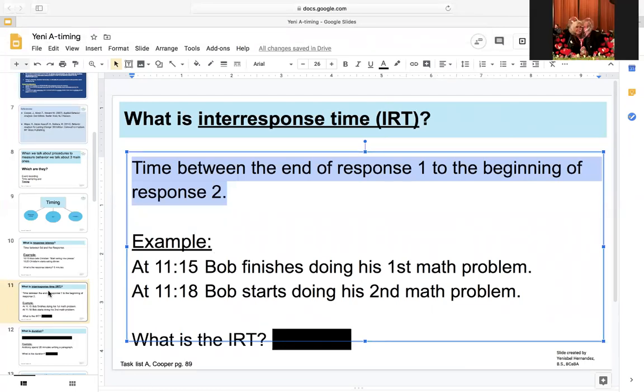Let me see if I can mute everybody. Okay. If you want to unmute yourself, just go ahead and do so.